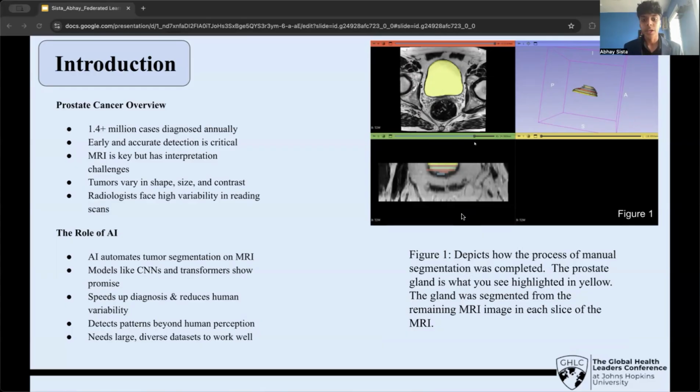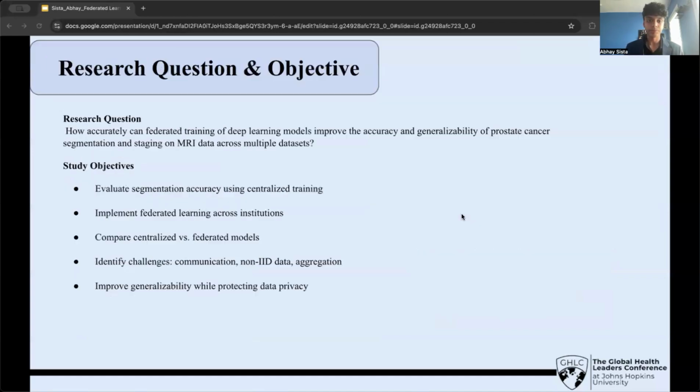The problem is that training strong AI models requires large, diverse datasets from many hospitals, but because of privacy laws like HIPAA and GDPR, this kind of data sharing is really limited. That means many AI models don't generalize well when tested on new or different datasets. And this is exactly the challenge that my research focuses on. By using federated learning, my goal is to fix these problems.